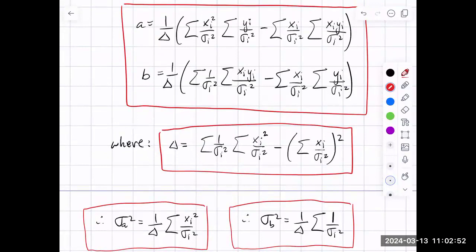We also showed that these uncertainties are exactly the diagonal elements of this covariance matrix. When we wrote down our system of equations as a matrix, we called it A, and then we ended up taking the inverse of that. That A inverse is the covariance matrix, and these are exactly the diagonal elements of that covariance matrix.